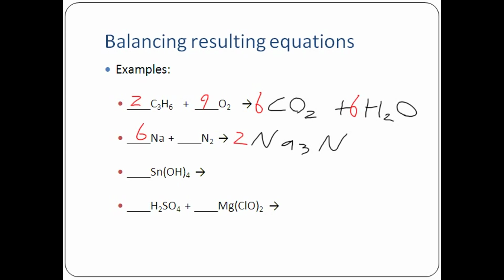On our next one, we have Sn(OH)4. And so we notice we just have 1 reactant. That tells us it's going to be a decomposition reaction. We ask how many elements it has. It has tin, oxygen, and hydrogen. That's 3, so it's a ternary decomposition.